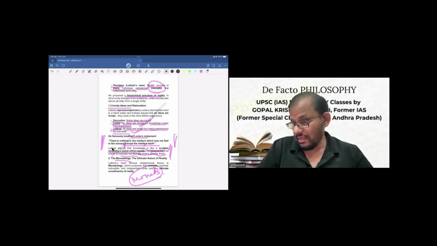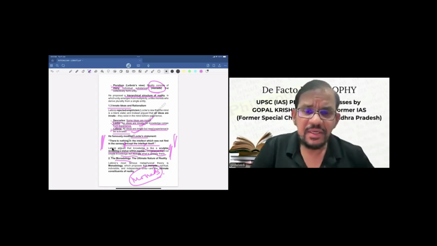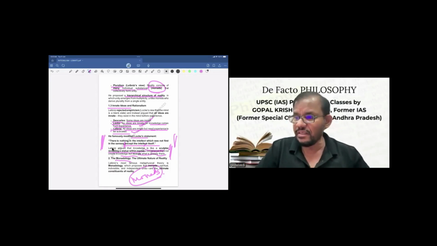He has given, as I already explained, a very important theory: reality consists of many individual substances called monads. It is his metaphysical theory. I will again just tell you that metaphysical means the nature of reality, explaining reality, while epistemology means theory of knowledge: how knowledge is obtained and what the nature of knowledge is. So monadology basically is his metaphysical theory. It says that reality consists of many individual substances, and those substances are known as monads.